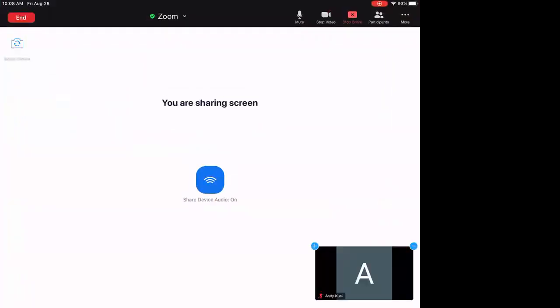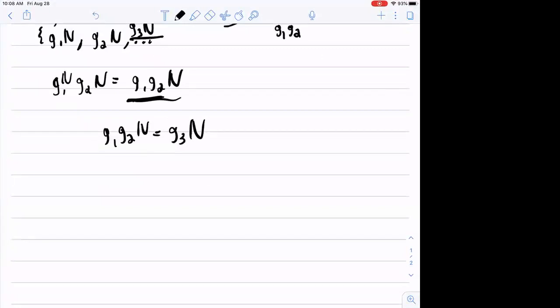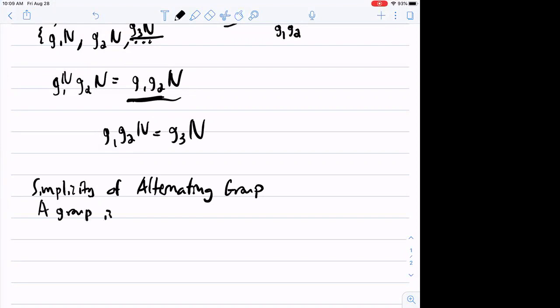Okay, so I'm gonna talk really quick about simplicity of alternating groups. Then we'll do problems today. I don't want to go over new content on alternating groups. So a group G is simple if and only if it has no non-trivial normal subgroups.